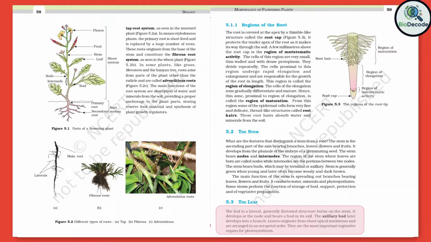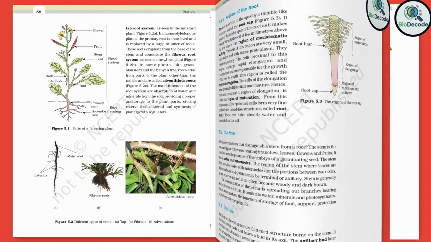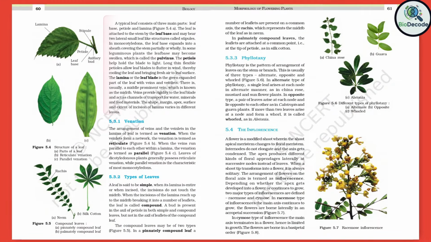Leaves originate from shoot apical meristems and are arranged in an acropetal order. They are the most important vegetative organs for photosynthesis. A typical leaf consists of three main parts: leaf base, petiole, and lamina.